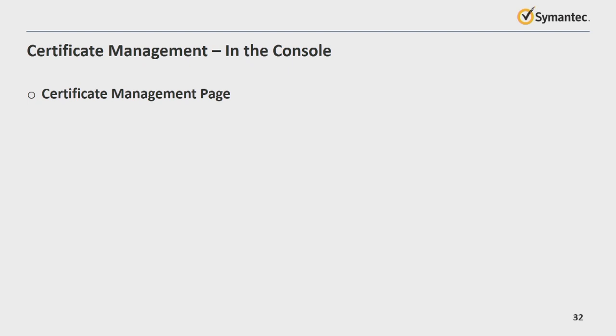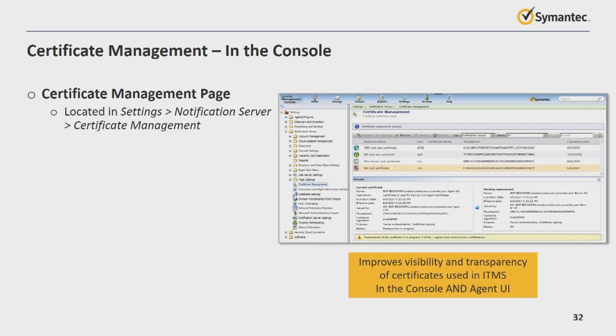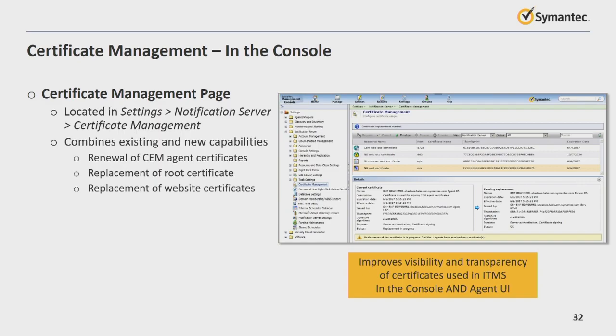Okay, we have a brand new certificate management page, so it's definitely enhanced. So it looks something like this. You'll see it right in the console under, let's see here, under notification server, the base notification server folder where the notification server settings are. Okay, and it shows you each and every certificate that's used within the environment, its status and so on. So it combines some of the existing report items that we had before, as well as some new stuff.